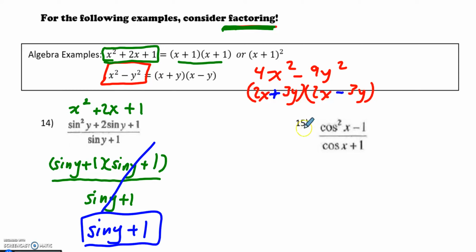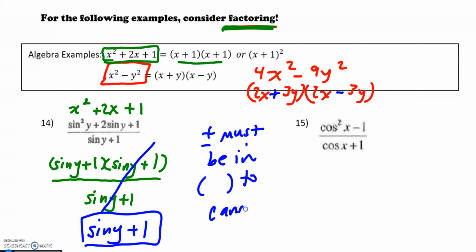Number 15, again, like 14, we cannot just cross out the ones and cannot just cross out the cosines because all plus or minus signs must be in parentheses to cancel in a fraction. So all plus or minus signs must be in parentheses. And how do we get parentheses, you ask? Why, factoring, of course. So if I look at the numerator, can cosine squared minus 1 be factored?